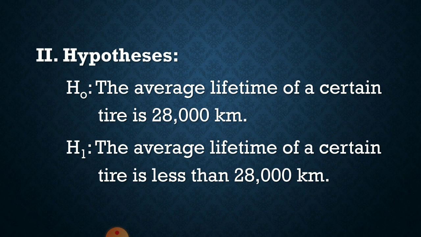Notice from our alternative hypothesis that this is a directional test, meaning to say that there is a direction. It states that the average lifetime of a certain tire is less than 28,000 kilometers. So the direction is it goes down or it goes left. Therefore, that is a one-tailed test.